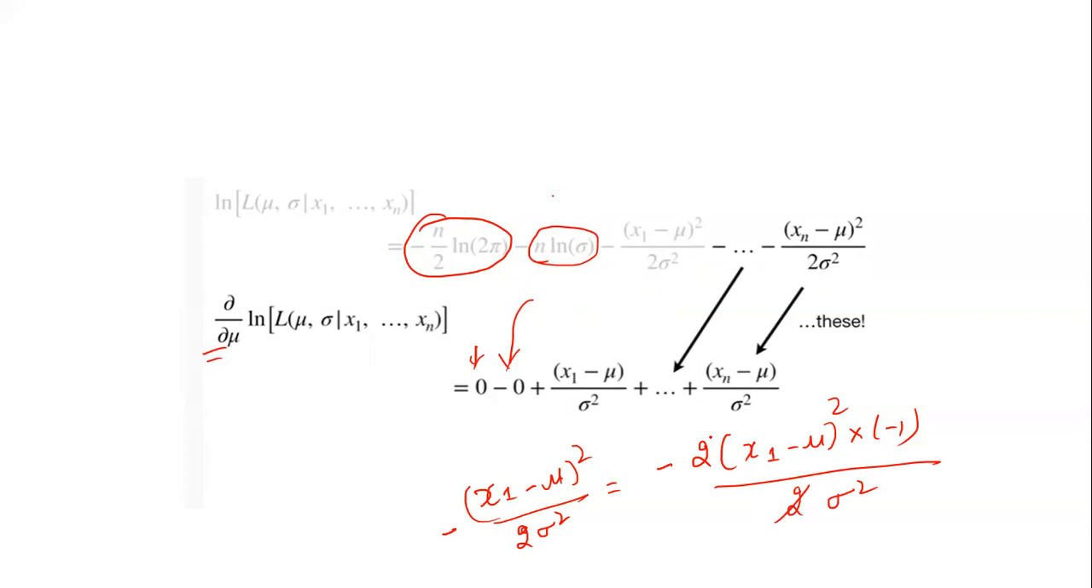Now this 2 and 2 get cancelled. This minus into minus becomes plus, so there is no sign. It is 2 into x1 minus mu into minus 1, so it is x1 minus mu divided by sigma square. That is what we get for the first term. Similarly, for the second term it will be x2 minus mu by sigma square, and so on and so forth, plus xn minus mu by sigma square. Basically, this is the derivative we get when we take the derivative for mu by keeping sigma as constant.